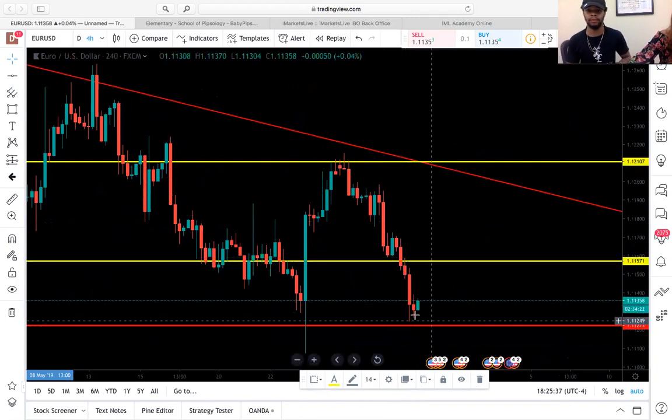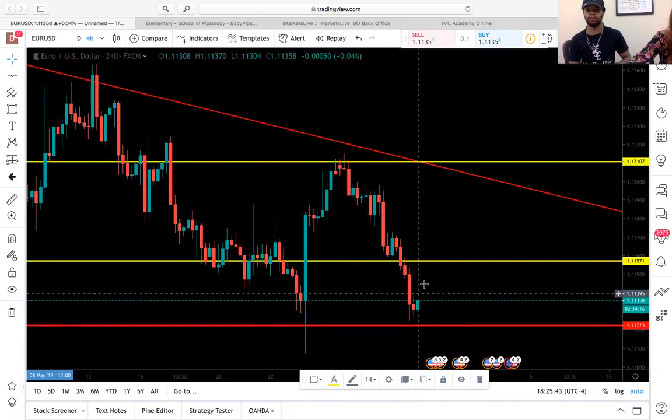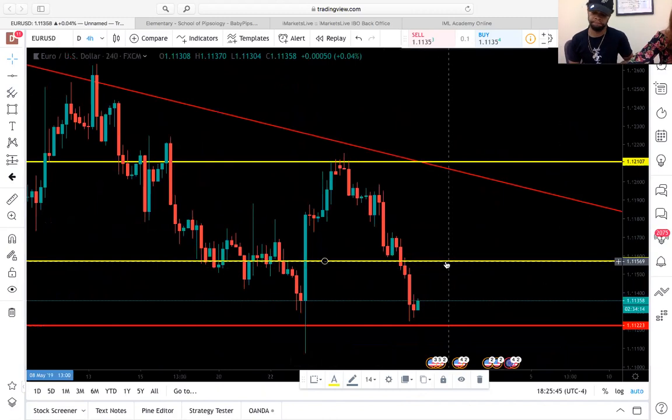So currently, you can say it's at a support and resistance because it rejected this day support line. But now, we're just waiting to see its interaction to see if it's going to come up here or if it's going to come back down and continue to sell.